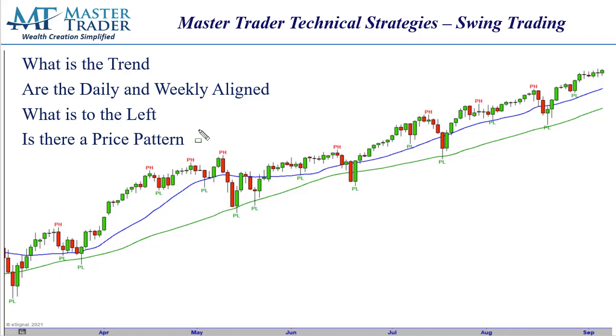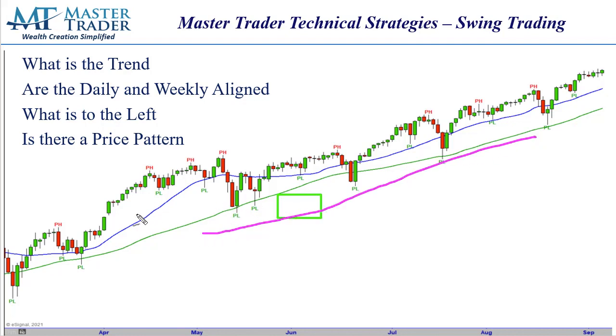So you know how we tell the trend. Is it making higher highs and higher lows? How do we know what the weekly time frame is doing? You remember? That 50 MA is the same as the 10 MA on the weekly time frame. So this tells us that our macro time frame is up.